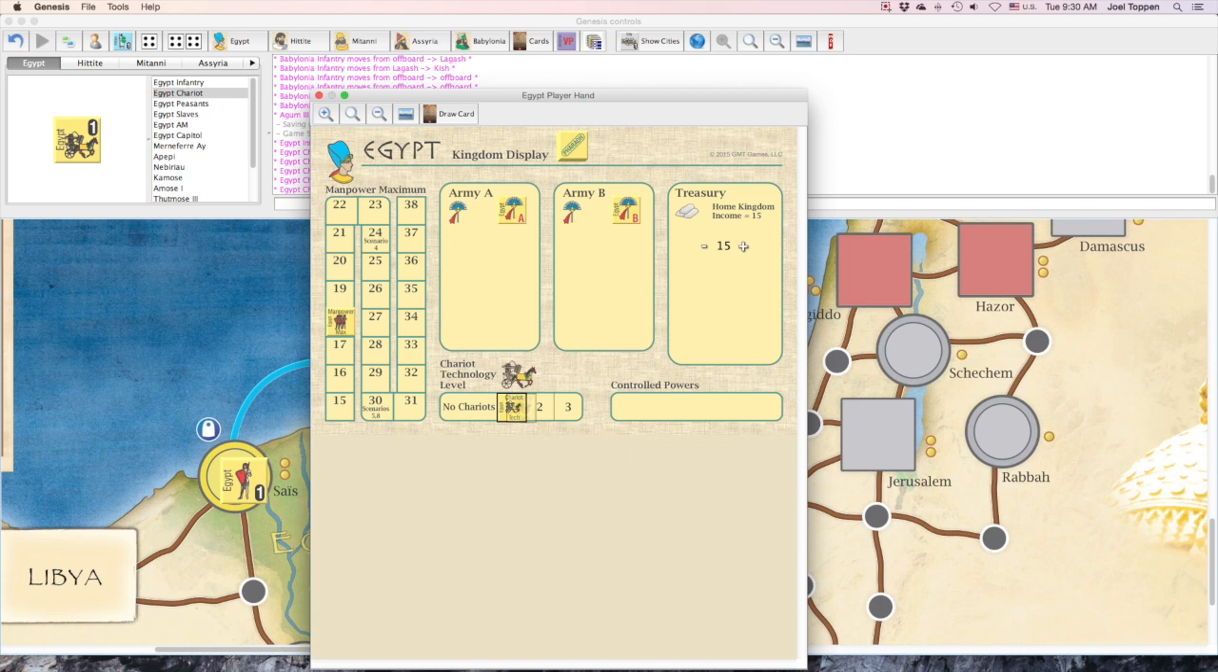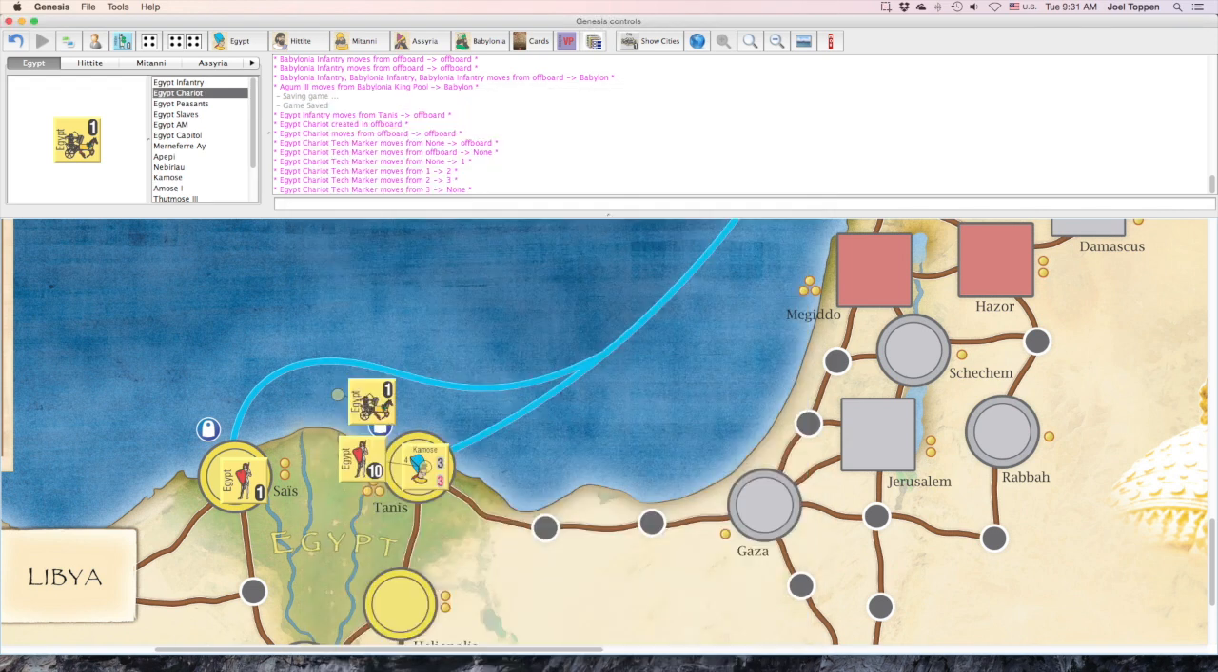But if you're chariot tech level 2, now each strength point's worth 2 battle points. So this one chariot would be worth 2 battle points, twice as effective as your infantry, in other words. And then at 3, each chariot's worth 3 battle points, and so forth. Chariots are very expensive to operate and maintain, but they do have a high impact on your battles outside of cities.